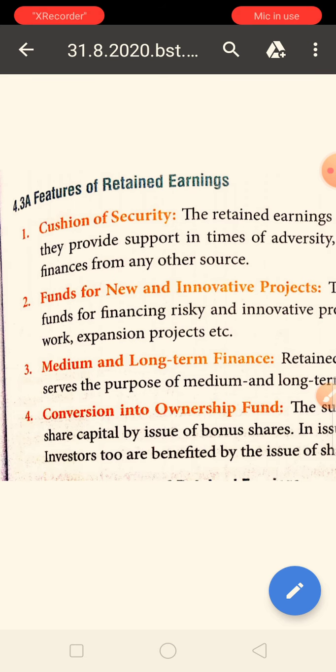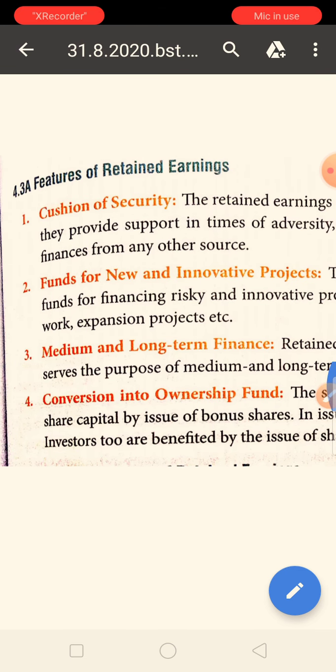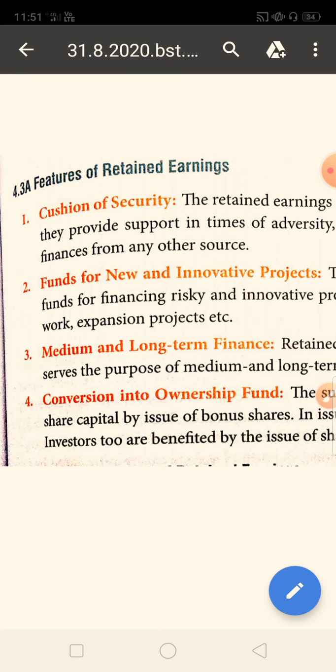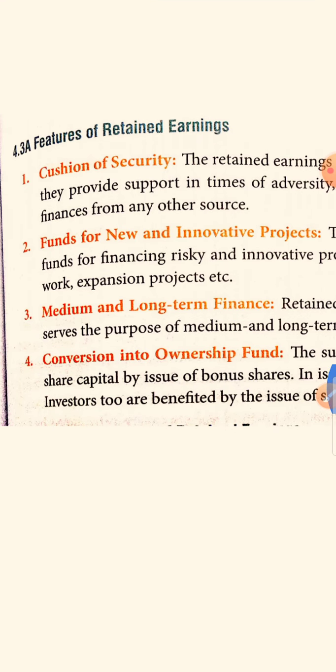So this is the next feature of the retained earning. My dear student, next is medium and long-term finance. Retained earning is a source of medium and long-term finance, which means you can utilize it as medium-term finance in technology, because medium-term finance is more than 1 year and less than 5 years. And long term, after 5 years, you can use it. So my dear student, definitely this retained earning is a very important dependable source.